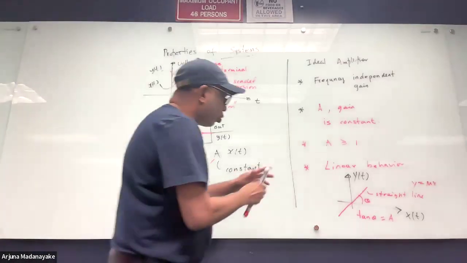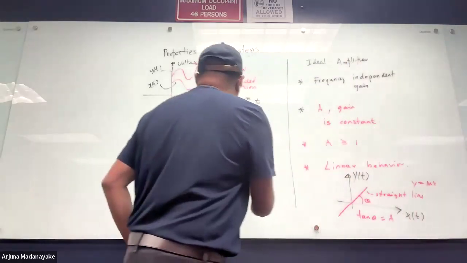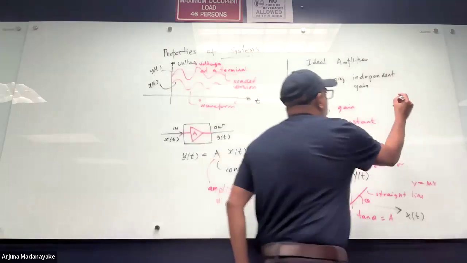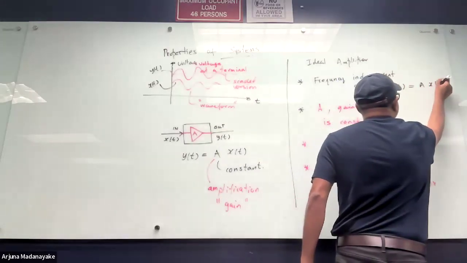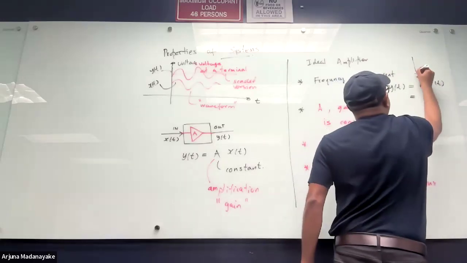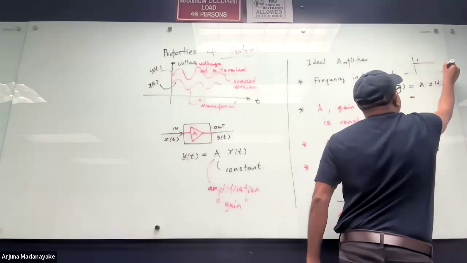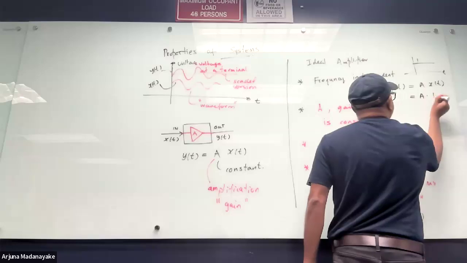You can see that by taking this relationship: y of t is equal to A times x of t. So input is 1, which is basically a constant, 1 as a function of time. So you will get 1 times A.